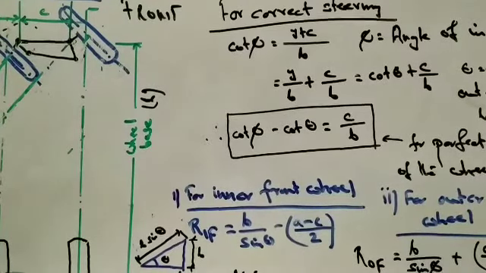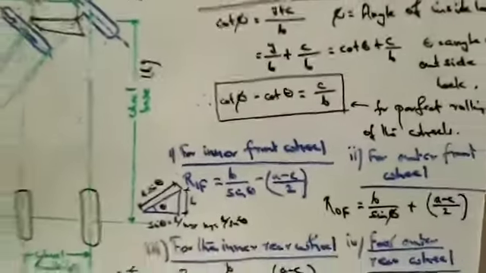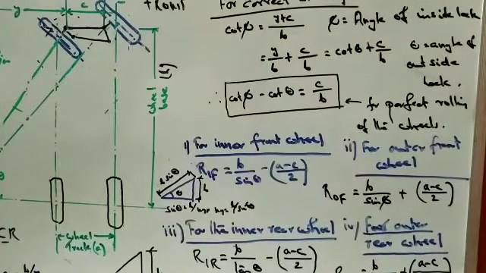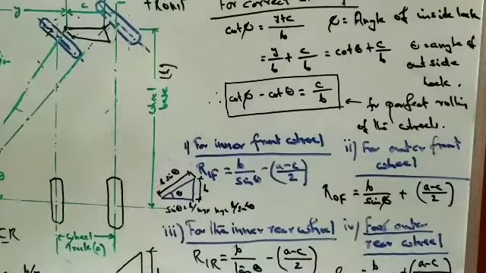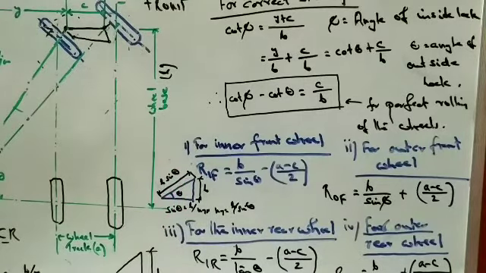Now, if you have to calculate the radius of the inner front wheel, how do we calculate it? The radius of the inner front wheel is given by b by sin theta. B by sin theta is basically this distance, and then we subtract a minus c by 2.